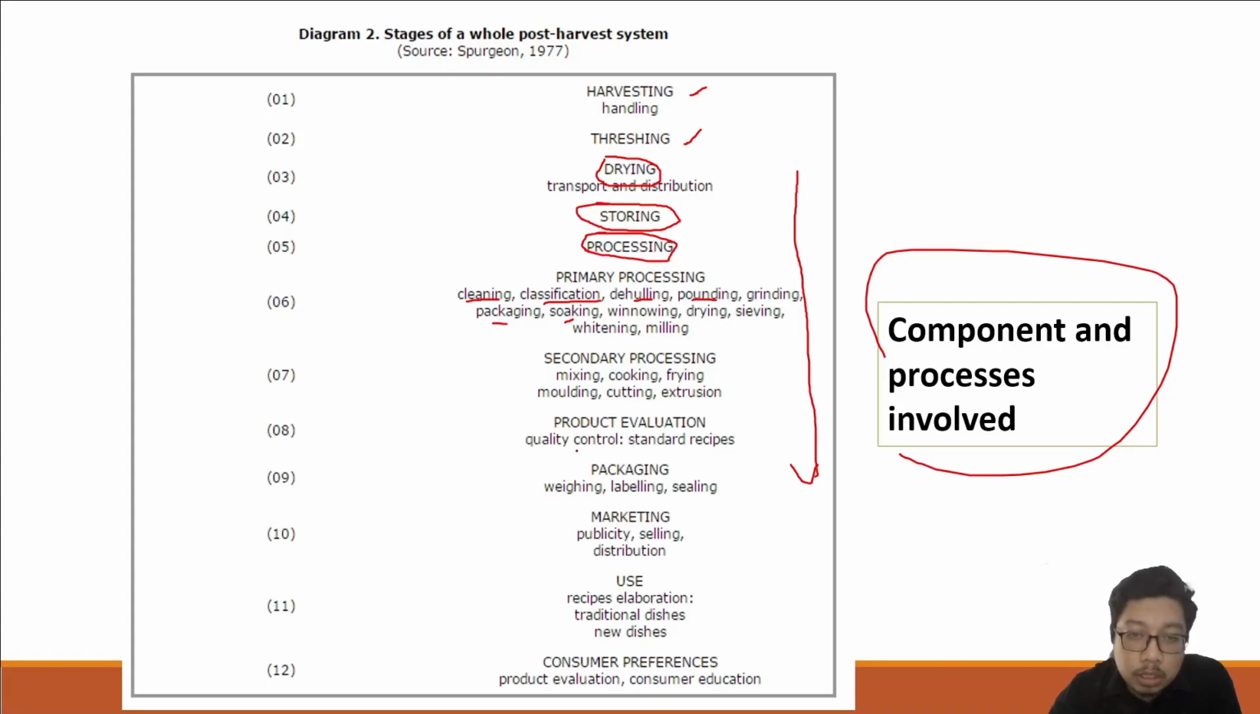Then product evaluation and quality control. Packing involves weighing, labeling, and sealing. And then we also have marketing: publicity, selling, and distribution, until it reaches the consumer. Then product evaluation and consumer education. So these are all the processes involved in post-harvest processing.